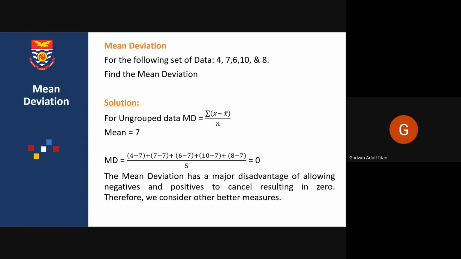So for ungrouped data, if you want to find the mean deviation of these values, we first have to compute the mean, because the formula has the mean. And how do we compute the mean? Any idea? Any idea on how to compute the mean? If you have these observations, how do you compute the mean?